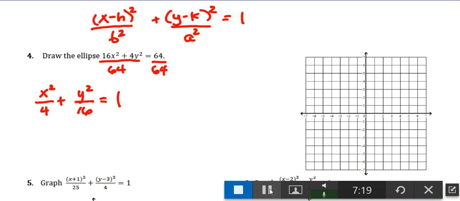Okay, so we're going to graph the center at 0, 0, because what we have here doesn't have x minus anything or y minus anything. So the center's at 0, 0. And we can think of 16 as the square of 4, 4 squared, and 4 as the square of 2. So going in the y direction, we're going to go 4 up and 4 down from the center. And going in the x direction, we're going to go 2 left and 2 right. And then this is going to determine the shape of our ellipse.